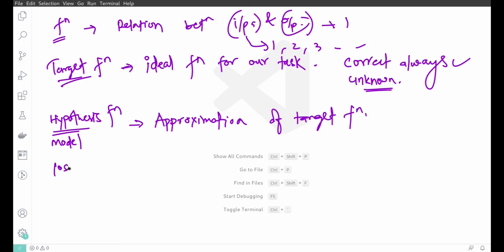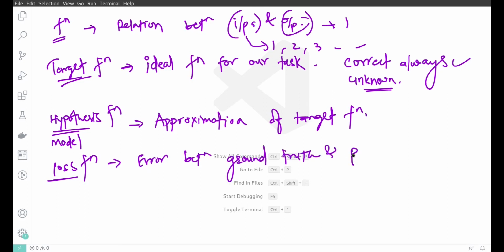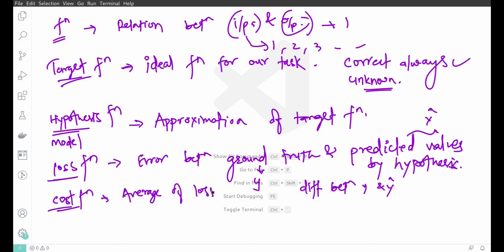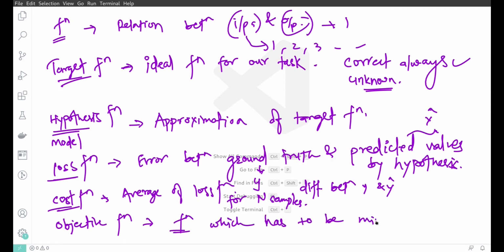Then we learned about loss function. Loss function is just used to calculate error between ground truth and predicted values by the hypothesis. So let us say ground truth is y and predicted values are y hat. Then this is some sort of function which tries to find out some difference between y and y hat. Then cost function is simply the average of loss function for n samples, and objective function is a function which has to be minimized or maximized.